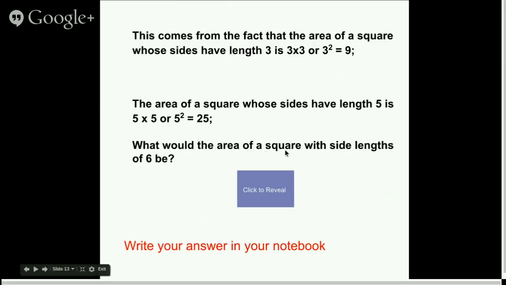What would the area of a square with side lengths of 6 be? So there's a square, it's got side lengths of 6. What would the area be? Go ahead and pause it. Correct answer is 36. 6 squared is 36.